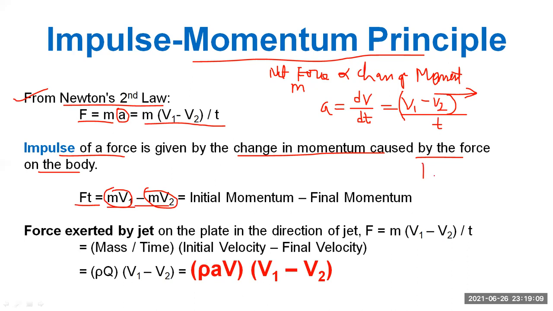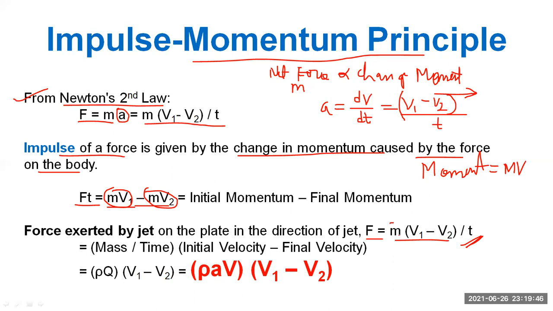See, the momentum is mass into velocity. So v1 represents the initial velocity and v2 represents the final velocity. So the force exerted by the plate in that particular direction, F, is equal to m into v1 minus v2 divided by t. This principle we are going to use to derive the equation for F for different plate conditions.